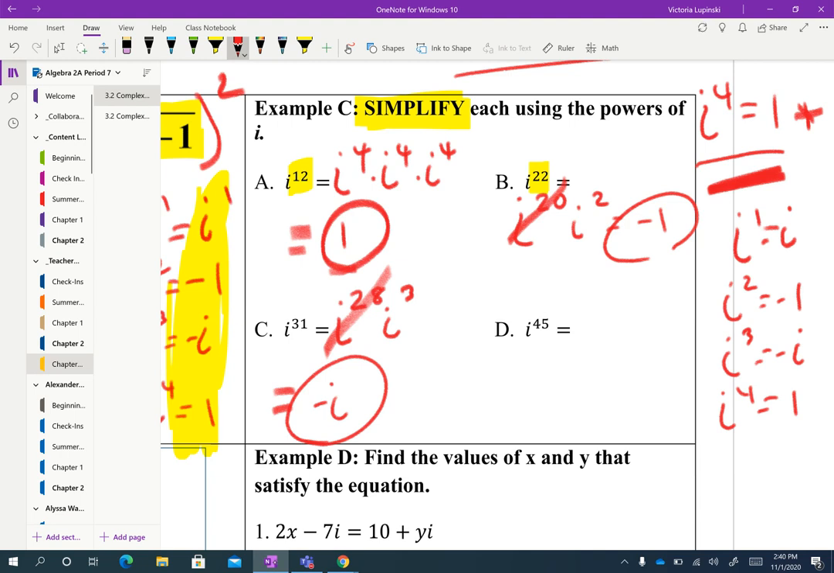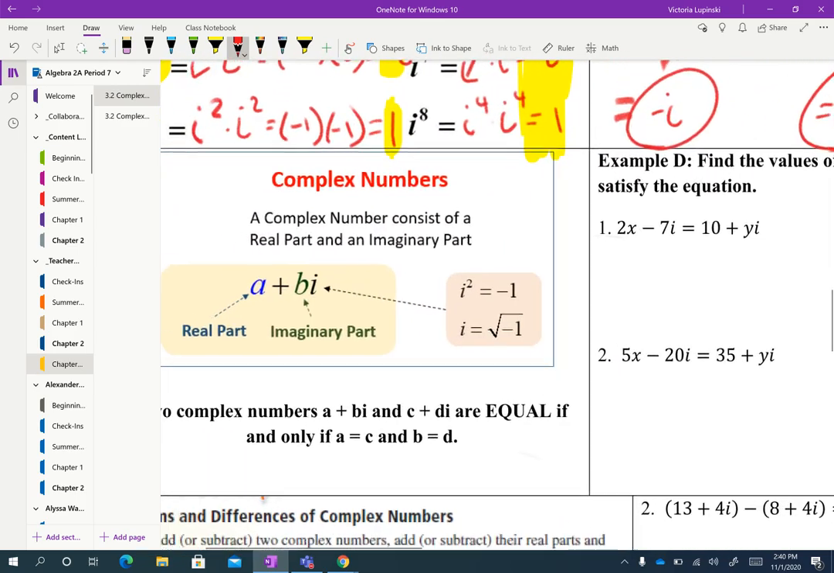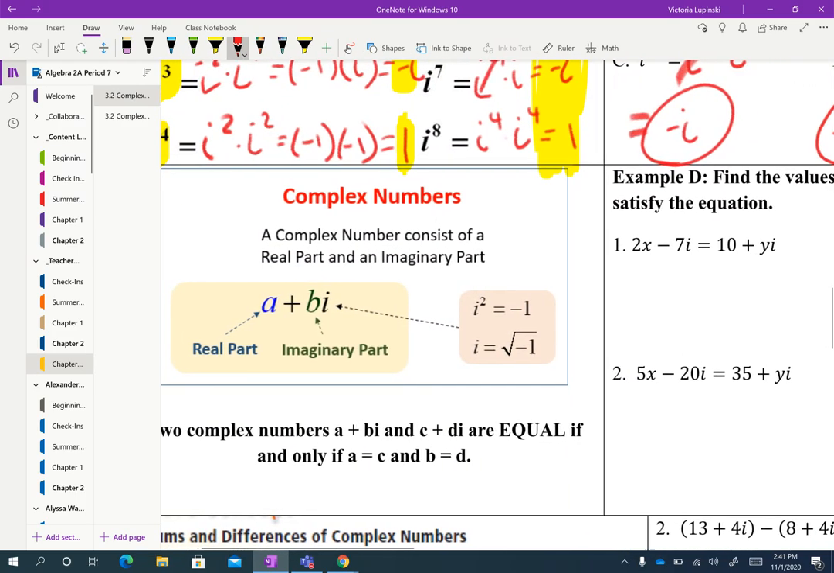And finally, i to the 45th, very, very close to i to the 44th, with just a remainder of 1. Anything to a power divisible by 4 becomes a 1, which means you're just left with an i. So there's an example of each of the 4 things that you were left with. And just so you know, you can never have a power of i that is bigger than 3. If you have a power of i that is bigger than that, it means you're going to have to reduce it.